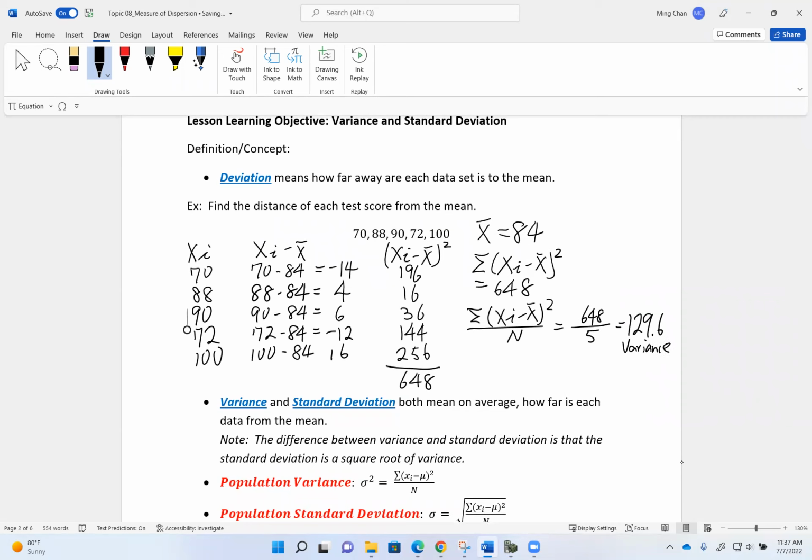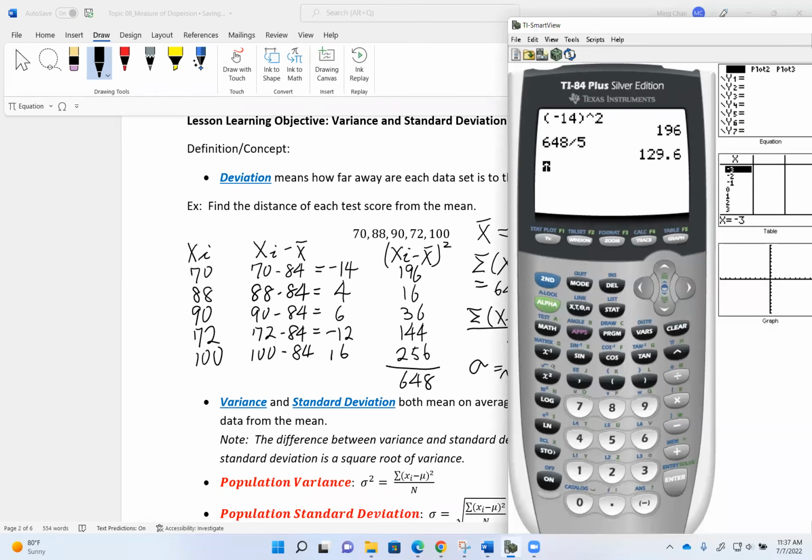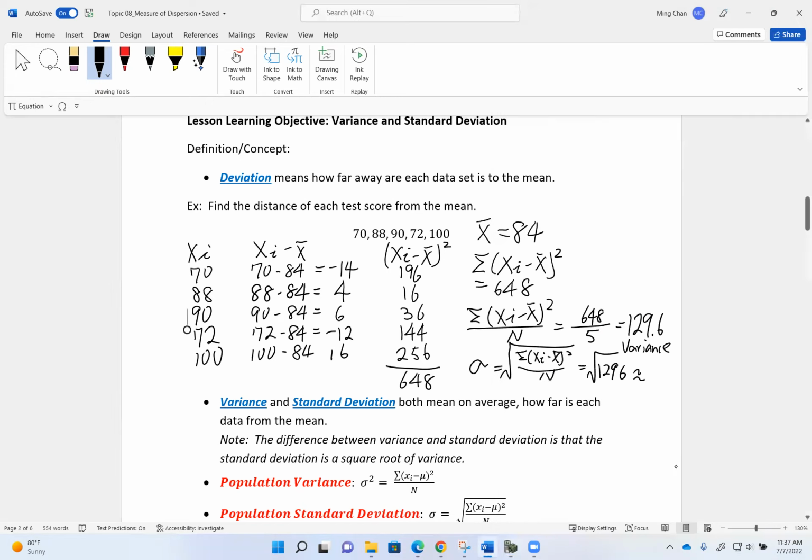Okay, so now if I take a square root of this 129.6, which is the sum of all the xi minus x bar, whole thing squared, whole thing over n, which is the square root of 129.6, I get about 11.38.